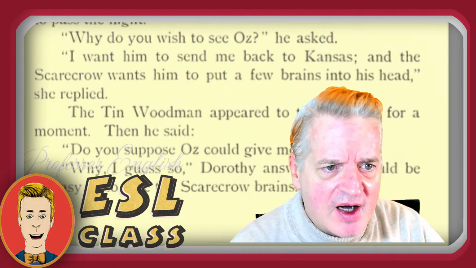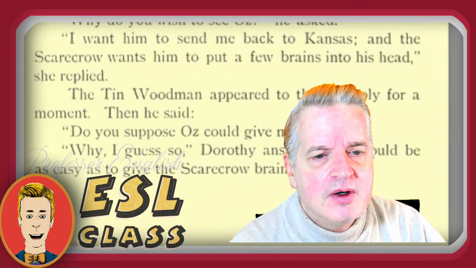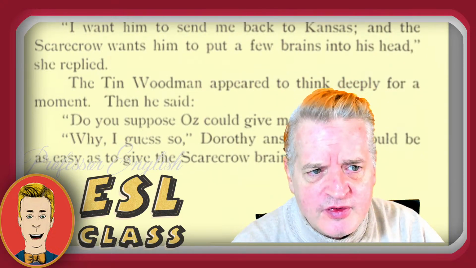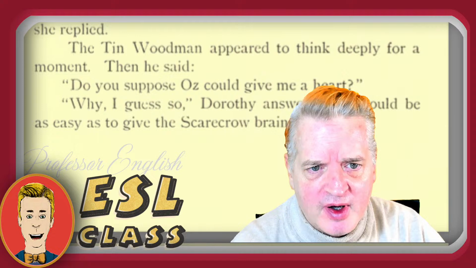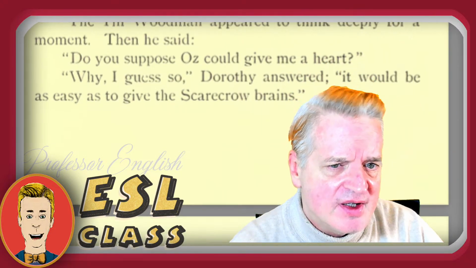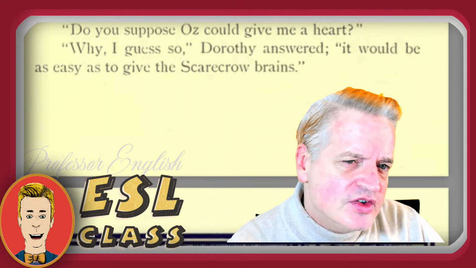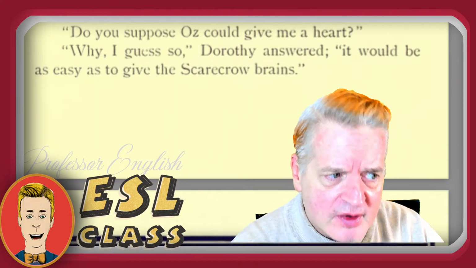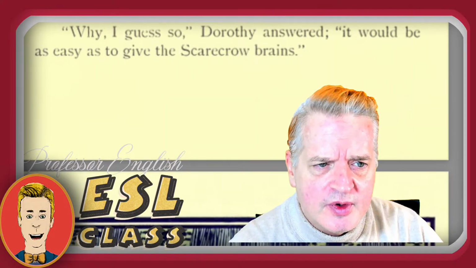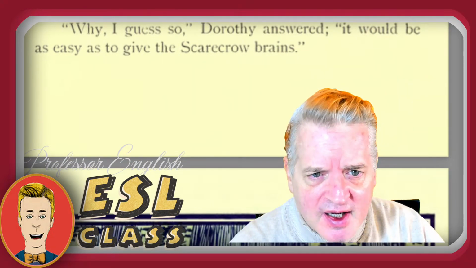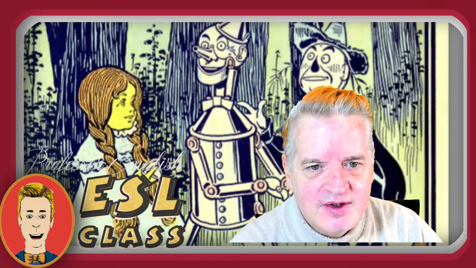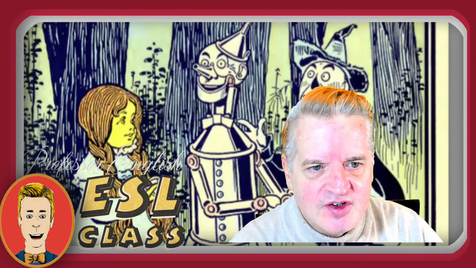"Why do you wish to see Oz?" he asked. "I want him to send me back to Kansas, and the Scarecrow wants him to put a few brains into his head," she replied. The Tin Woodman appeared to think deeply for a moment, and then he said, "Do you suppose Oz could give me a heart?" "Why, I guess so," answered Dorothy. "It would be as easy as to give the Scarecrow brains." Okay, so here we have Dorothy and the Tin Man and the Scarecrow.